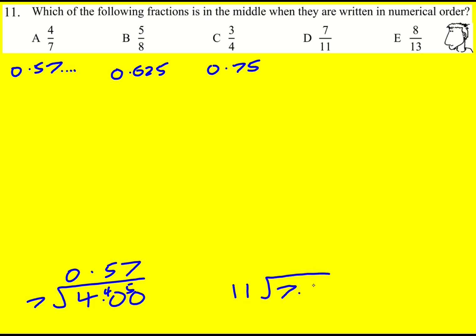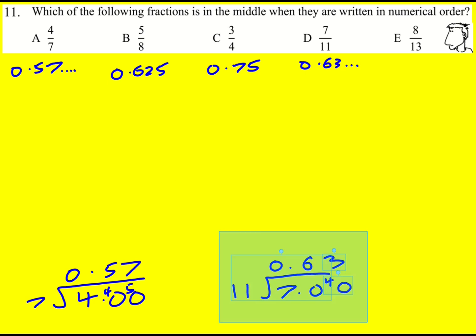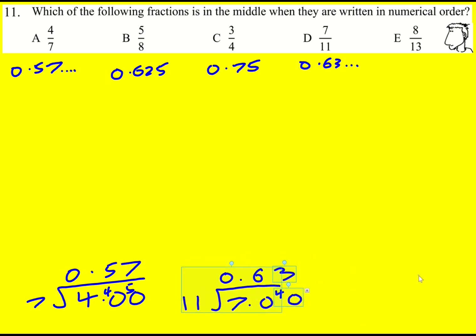11's into 7, along similar lines, is going to start with a 6, remainder 4, and then 3. So 0.63. And 13's into 8.